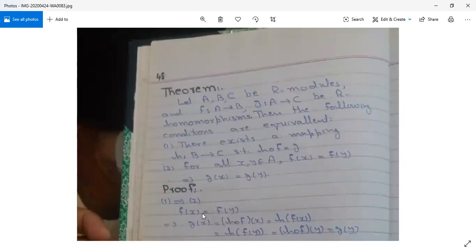And similarly, you should prove the converse: for all x, y belonging to A, if f of x is equal to f of y, then g of x is equal to g of y implies the existence of h. So this is very simple, straightforward. You should try. If you feel any complication in this theorem, you must contact me.